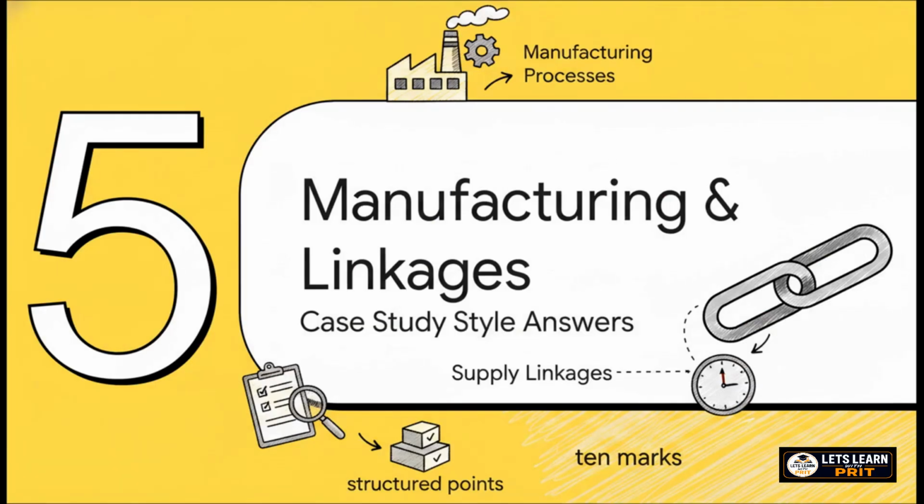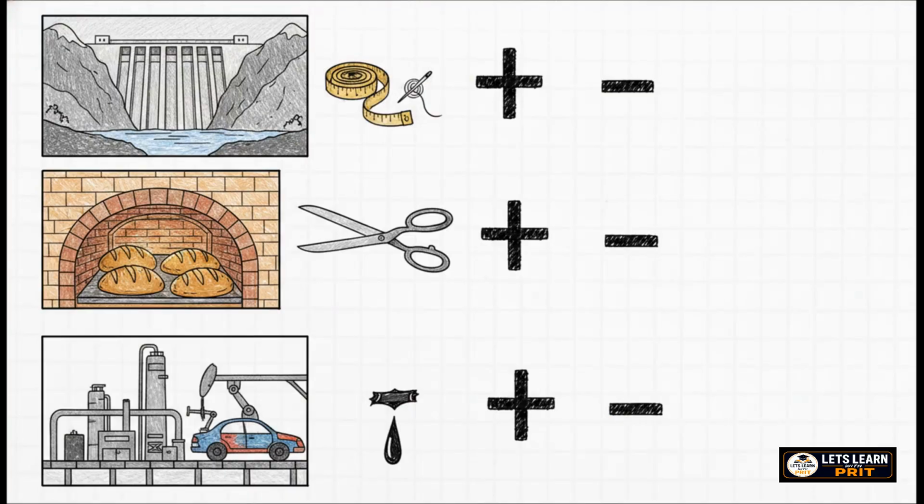Last stretch, Section 5, manufacturing and supply linkages. Think of these as case study style answers. Question 5 asks you to categorize manufacturing processes. Use clear headings for these 5: project production like building a bridge, job production like custom suits, batch production like baking cookies, mass production like car assembly, and process industry like oil refining. For each one, give the meaning, list 2 advantages, 2 disadvantages, and give 1 real-world example. That's the winning formula right there.